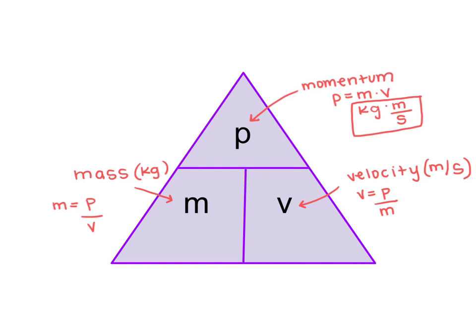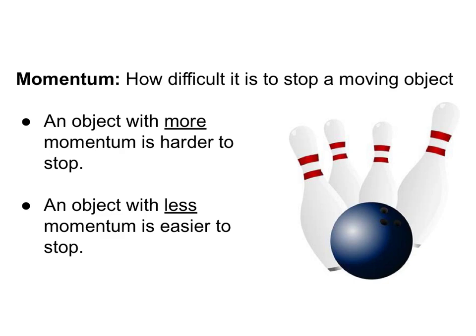So we just did a bunch of speed and velocity calculations. So with momentum, instead of doing another 3-variable equation, we are going to look at what does momentum actually mean. So kind of the everyday definition of momentum is how difficult it is to stop a moving object. So when we are talking about momentum, it's harder to stop an object with more momentum. It's easier to stop an object with less momentum.